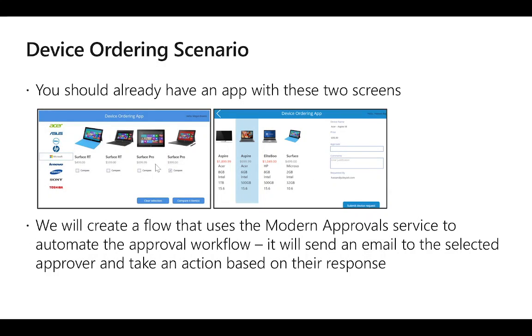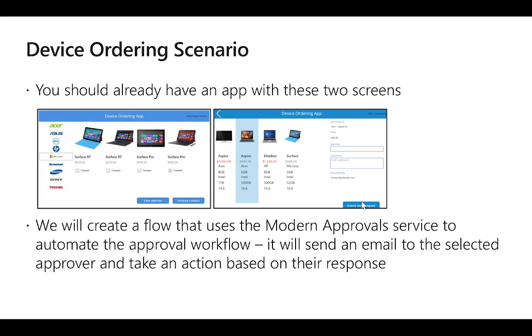This is an example of the apps that we have built so far. Remember that we have a screen so they can select the devices they are interested in. And we also have a screen for them to do the actual selection. Once they click on this Submit Device Request button, this is when we want the approval to get triggered. It's really important to keep in mind that we have done this in Power Apps, and we are going to build the workflow for approval in Power Automate.